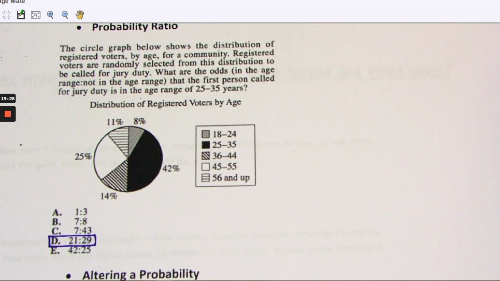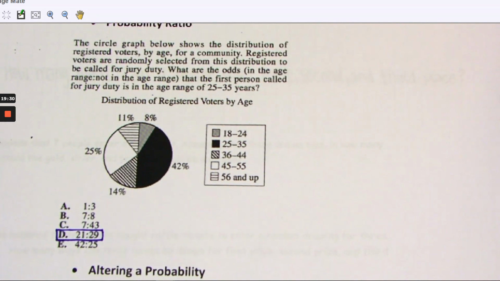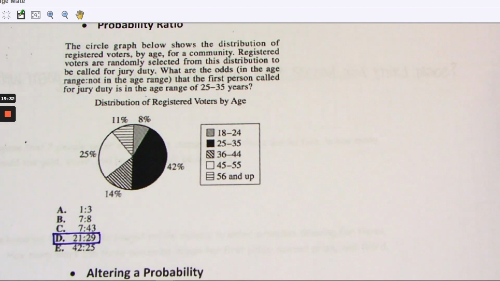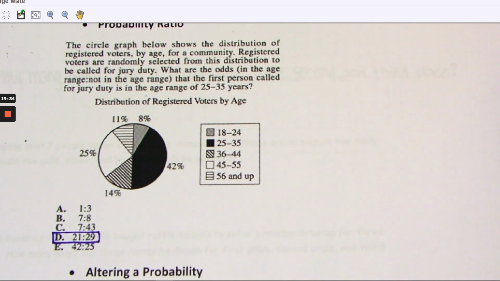So it says the circle graph below shows the distribution of registered voters by age in this random community. Registered voters are randomly selected to be called on for jury duty. So if you are registered to vote, you could be called to jury duty. You get an excuse from work or school, and you would go be on jury duty. So it says, what are the odds in the age range to not in the age range?